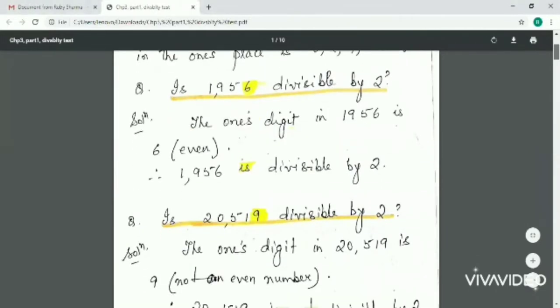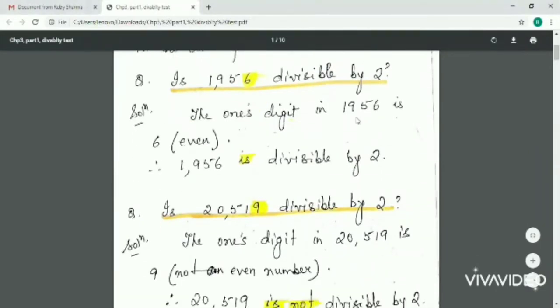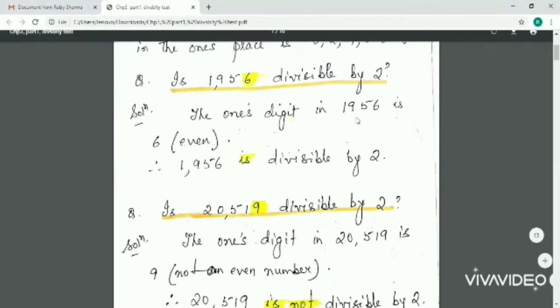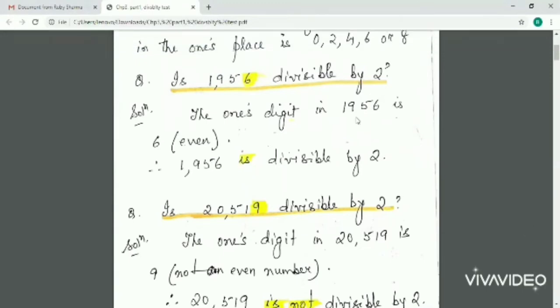So here the first sum is, is 1956 divisible by 2? So here you have to write the answer. The solution should be done in the statement form. Now here I have highlighted the last digit 6, which is even. So I have written down the ones digit in 1956 is 6, that is even. So 1956 is divisible by 2. You have to not write anything else except these statements.